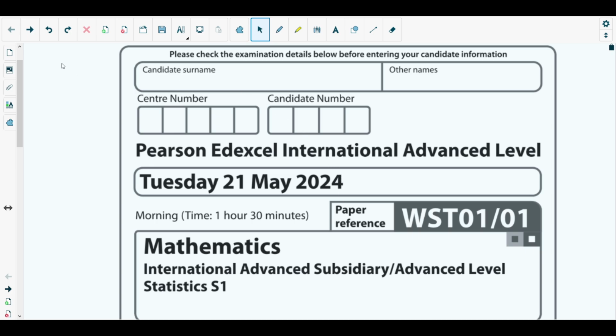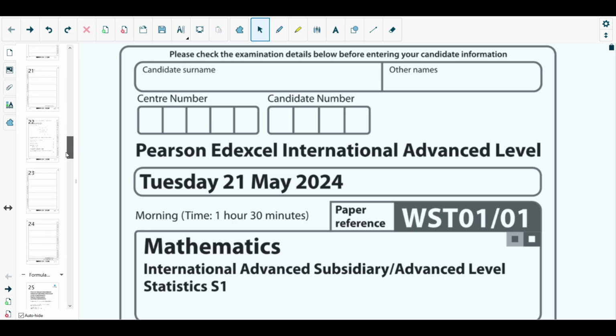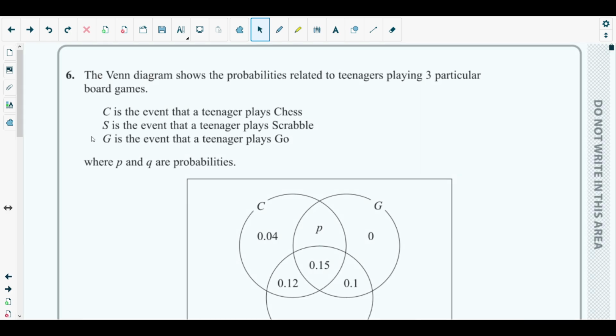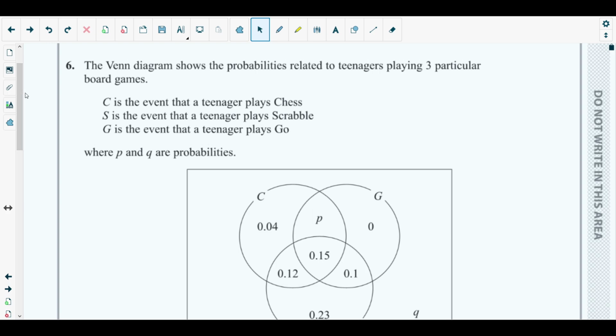So let's see what's question number 6, the last question of this paper. The concepts behind question number 6 are from probability, like conditional probability and dealing with Venn diagrams. These topics are discussed in chapter number 4, the probability chapter of your Statistics 1 textbook. Okay, so let's get started with question number 6.